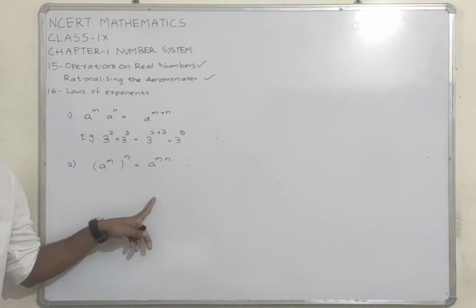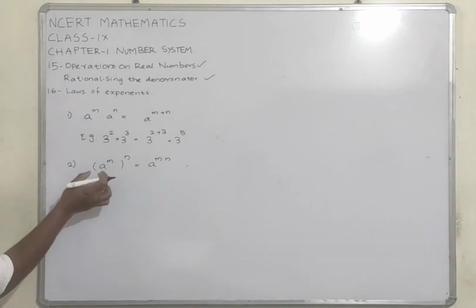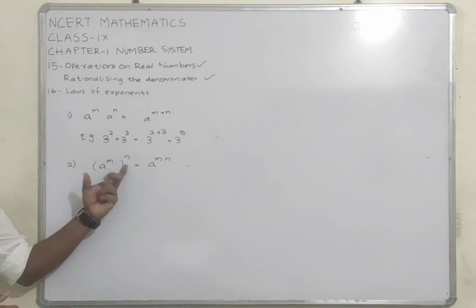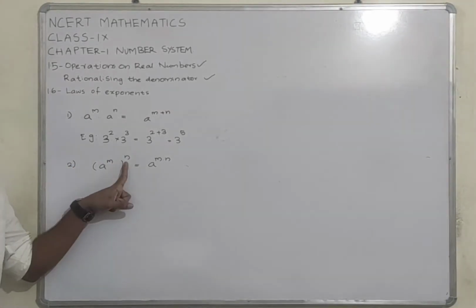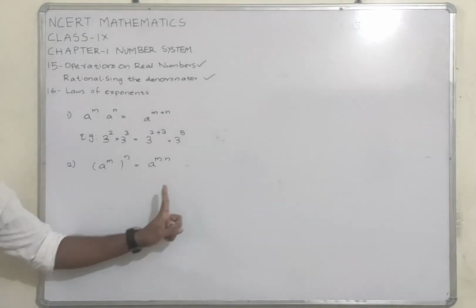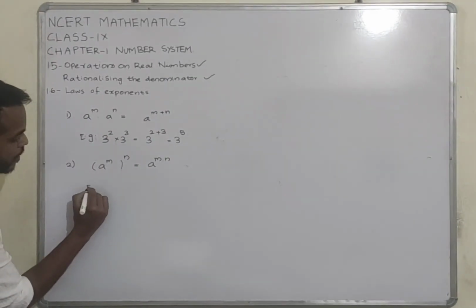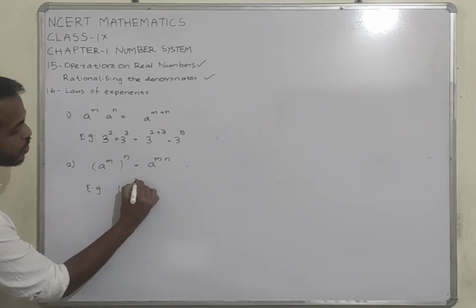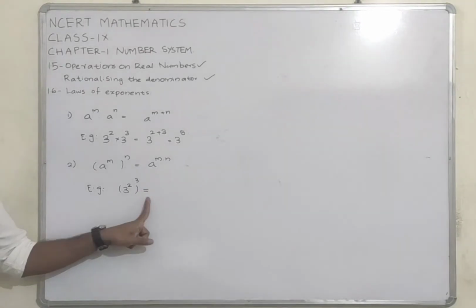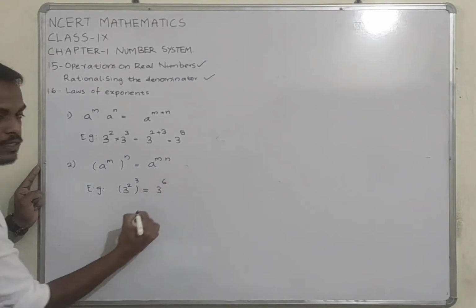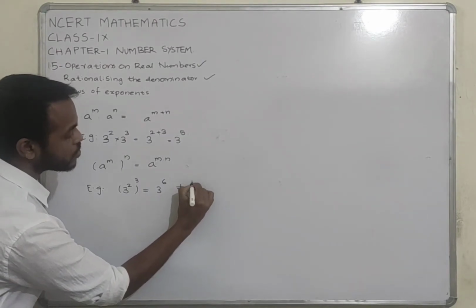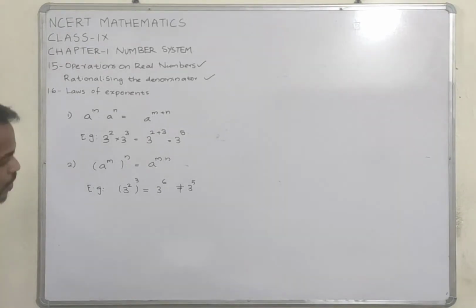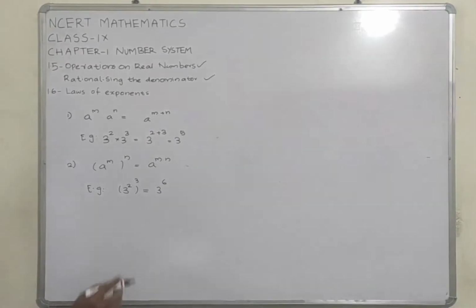The product of the powers. That is, the number a to the power m is there, and if you are going to take the power of that number, that is raised to n, then the powers are to be multiplied. We'll give an example. 3 square whole cube. This should be written as 3 raised to 6, not 3 raised to 5. You understand the difference? Okay. Don't get confused.